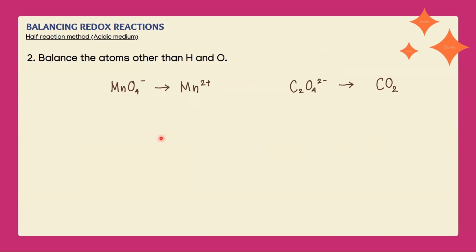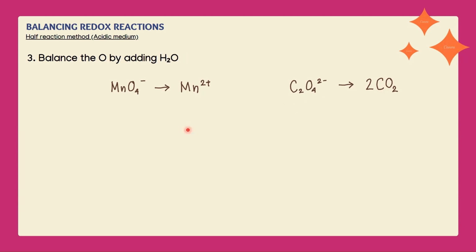Second, we need to balance the atoms other than hydrogen and oxygen. We could see here that the manganese is already balanced, so we don't need to insert any stoichiometric coefficients. On the other hand, the carbon here is still unbalanced, so we will put 2 here to make it balanced. Now we have both 2 carbons on the reactant and product side of the reaction.